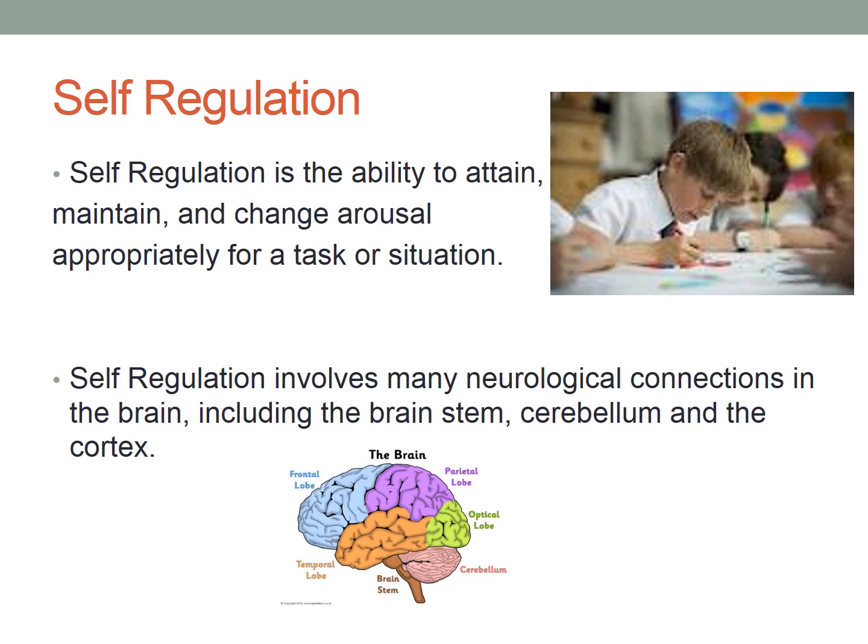Self-regulation is the ability to attain, maintain and change arousal appropriately for a task or situation. For instance, if we are playing in a hurling match or going to a concert or a party, our arousal levels or our level of alertness will be appropriately high. When we are going to sleep at night, our level of arousal will be low, and we can focus and concentrate in class when our level of arousal is just right.